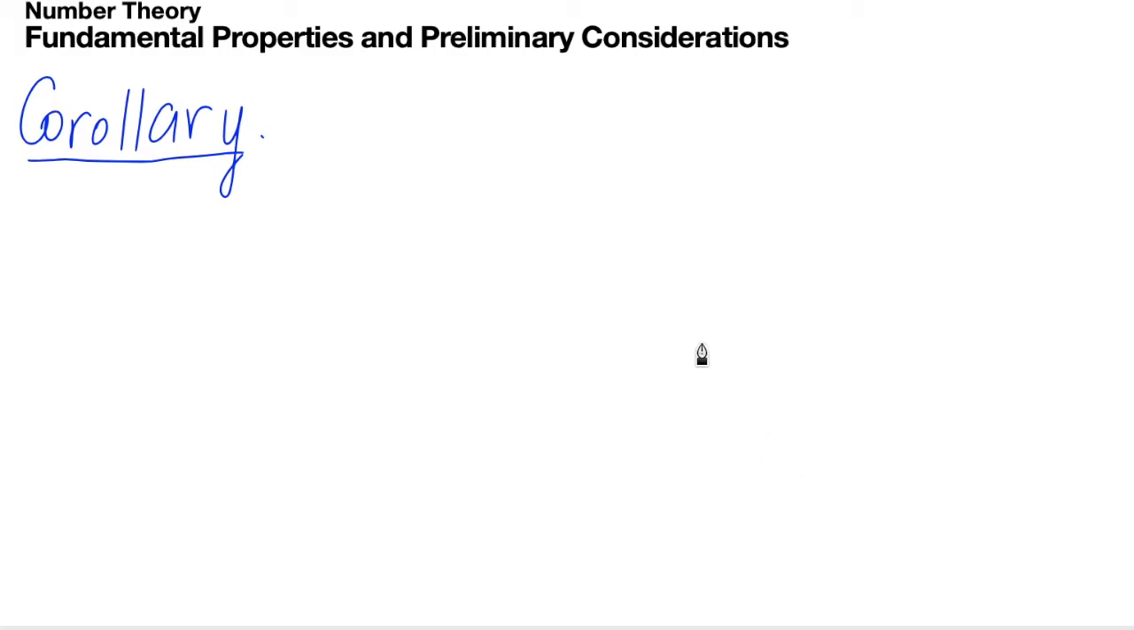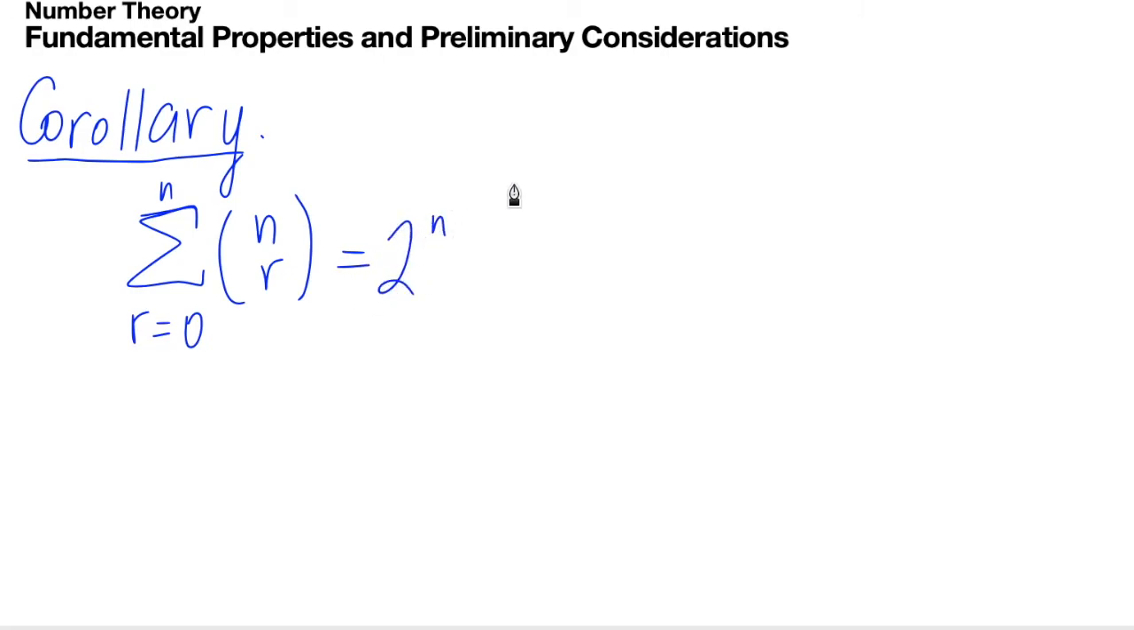The following corollary shows that the sum of n choose r, with r running from 0 to n, is equal to 2 raised to n. So the sum of the binomial coefficients is 2 raised to n. So you want to bet? The sum of the binomial coefficients is 2 raised to n.